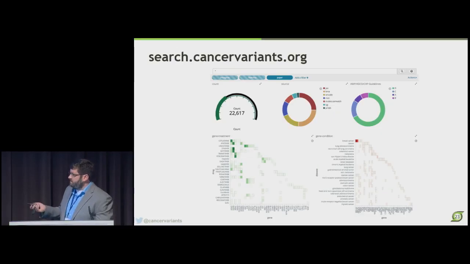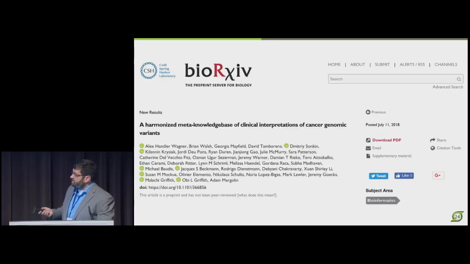Now, all of this data can be found online to be searched and explored. You can find it at our search.cancervariants.org website. This is a preliminary, prototype web interface. We're currently at the point of seeking feedback and working on our second iteration of this. All of this work is described in a preprint that we released in July, and we currently have a manuscript under review describing this as well.